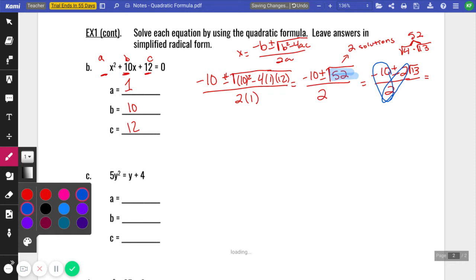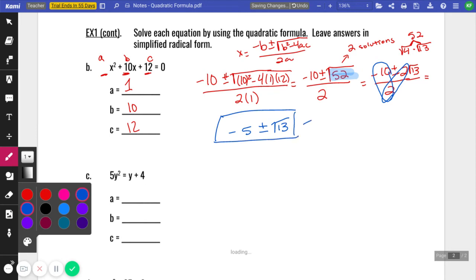So my final answer, when I divide those three numbers by 2, I get negative 5 plus or minus. 2 divided by 2 is just 1, so I don't really need the coefficient of 1 there. I get this as my solution. So I'm going to go ahead and box that in.